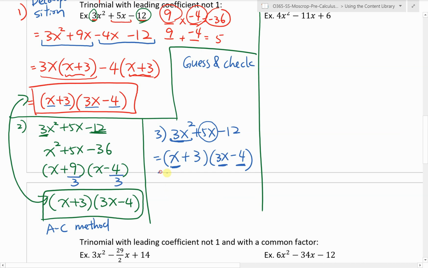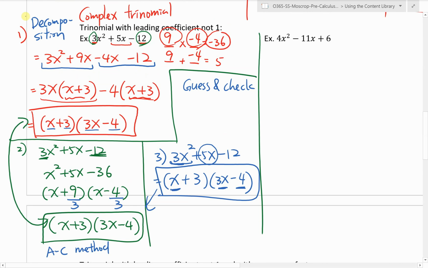Okay, you see, it's the same answer as what we got right here. Guess and check. Okay, so again, like I said, there are actually more than just these 3 methods out there. There's tons of methods on how to factor. This is the most basic method, decomposition. That's the one I usually teach my grade 10s. Math 11, I probably use AC method.